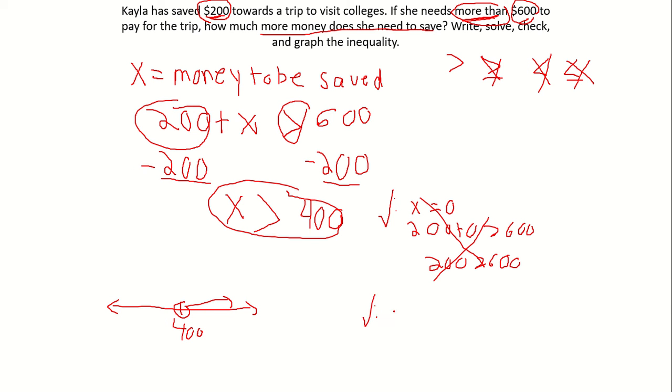And our second check is going to be with a number that is greater than 400. So let's set that equal to 500. And 200 plus 500 is going to be greater than 600. And 200 plus 500 is 700, which is greater than 600, which is going to make our inequality correct. Therefore, we know that Kayla needs to save more than $400 in order to save up enough money to visit colleges.